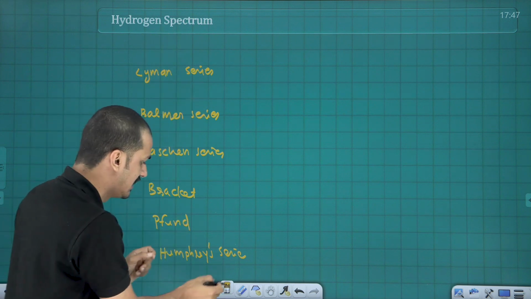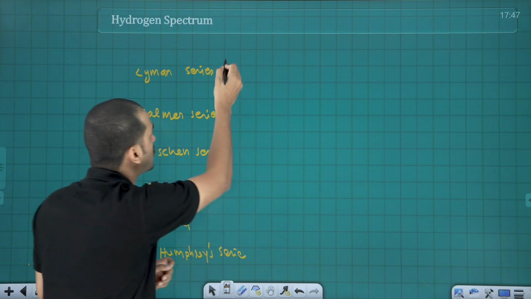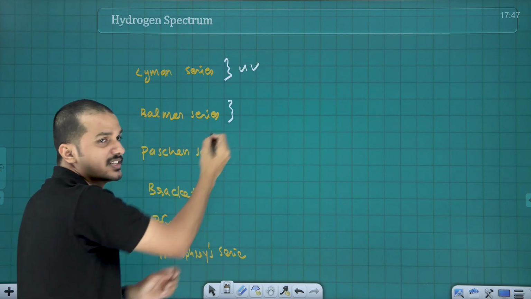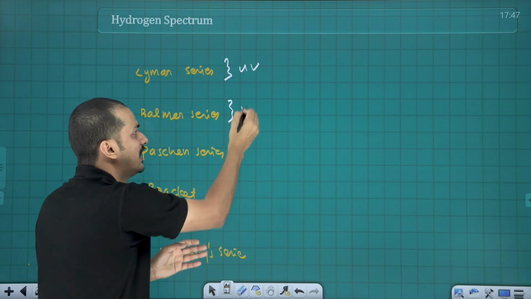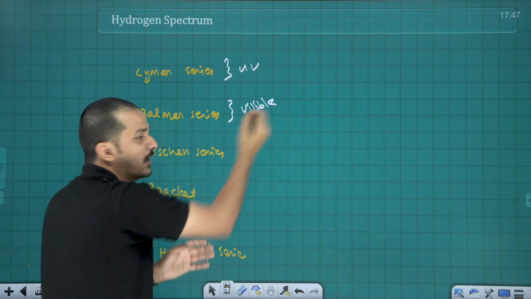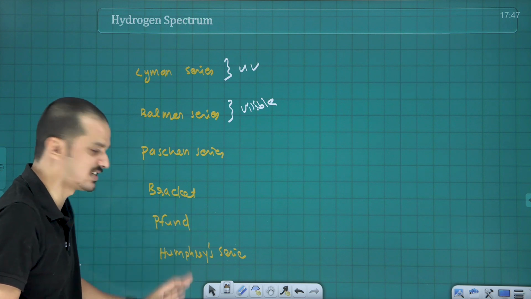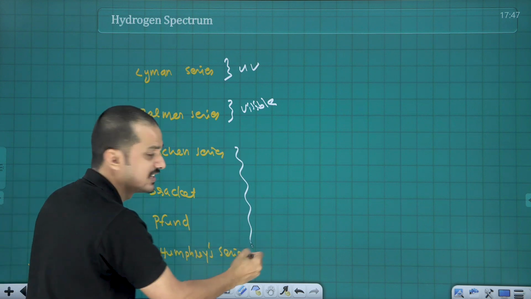Anyhow, the lines in the Lyman series belong to the ultraviolet region, and the Balmer series is the only one in the visible spectrum. That's the colorful one, the lines lie in the visible region. And the Paschen series, Brackett series, Pfund series, Humphreys series, all these series lie in which area?